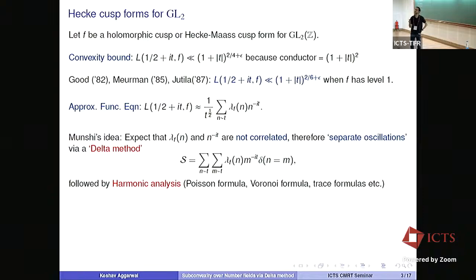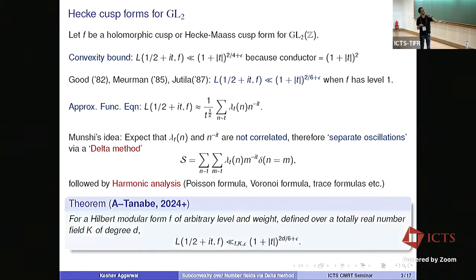And the choice of the delta method is very crucial. Once you choose the delta method correctly, you have to apply harmonic analysis. So you apply Poisson summation formula, Voronoi summation formula, maybe a large sieve or something like this, and try to get cancellations in this particular sum.